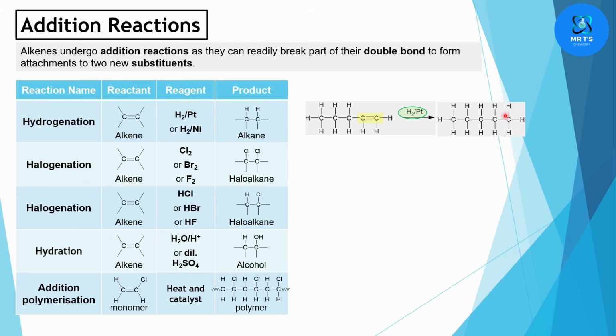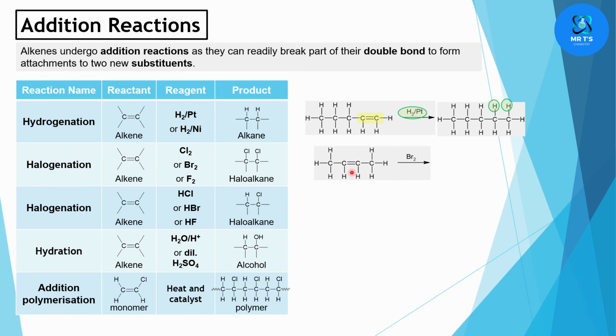So this is hydrogenation because we're adding hydrogens to the carbons that were part of the double bond. The next one is called halogenation. So in this case, in halogenation, we're going to add halogens. Now, the first example I'm going to give you is we add a diatomic molecule of halogens, or two halogens joined together in a molecule, and we either use chlorine, bromine, or fluorine. They'll write whatever halogen is above the arrow.